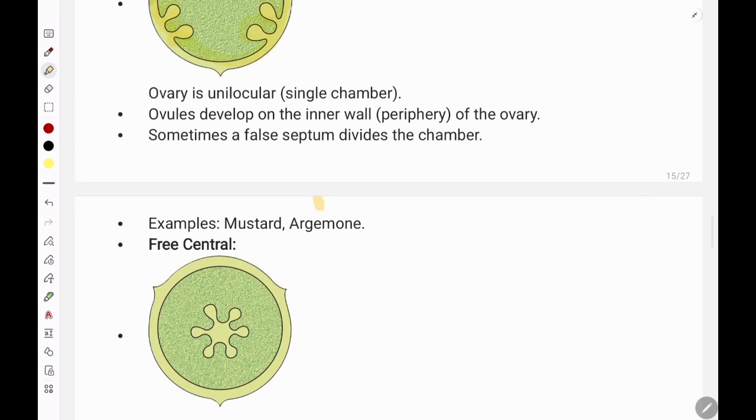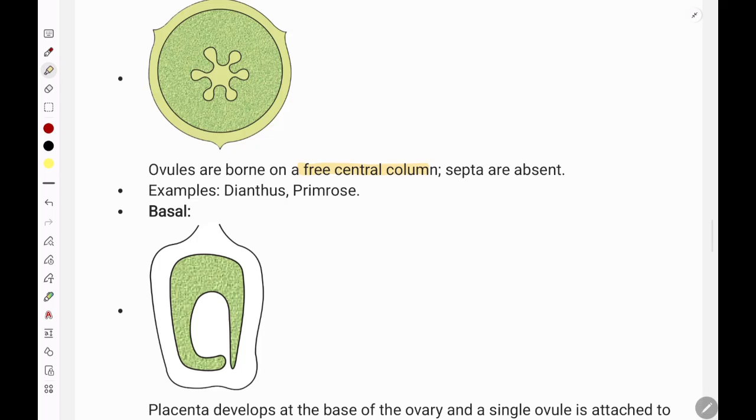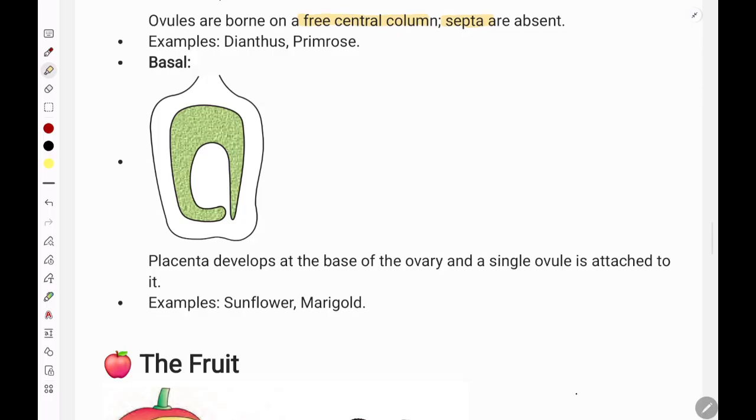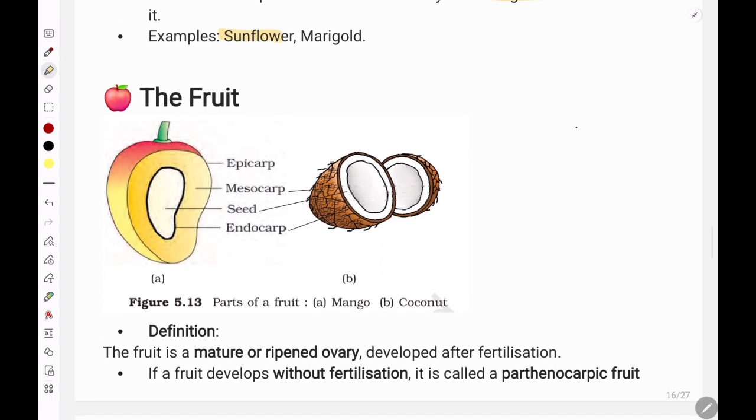Fourth one is free central. In this type of placentation, the ovules are present on a free central column. They do not have septa which separate the locules. Example: dianthus. Last, the fifth, is basal placentation. In basal placentation, there is a single ovule attached to the base of the ovary. For example, sunflower and marigold.